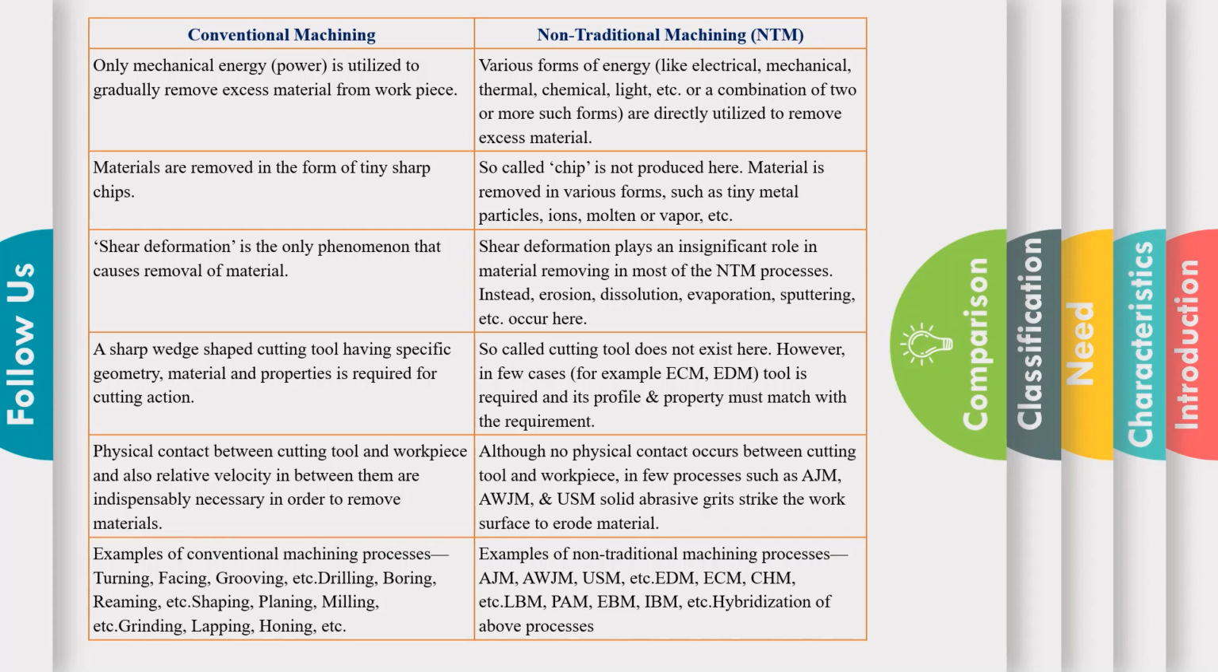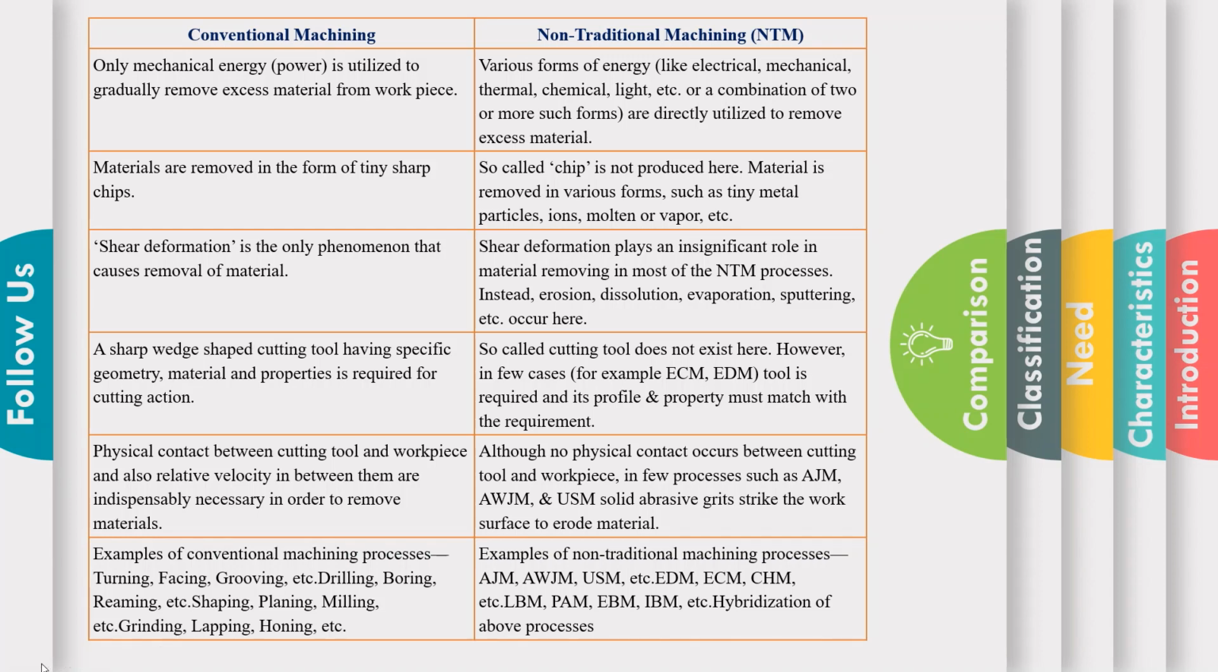Now we'll see the examples of conventional machining like turning, facing, grooving, etc., as well as drilling, boring, reaming. Okay, these are the examples of conventional machining. In non-conventional machining, abrasive jet machining, water jet machining, electro discharge machining, ECM, ECG, PCM. These are the examples.